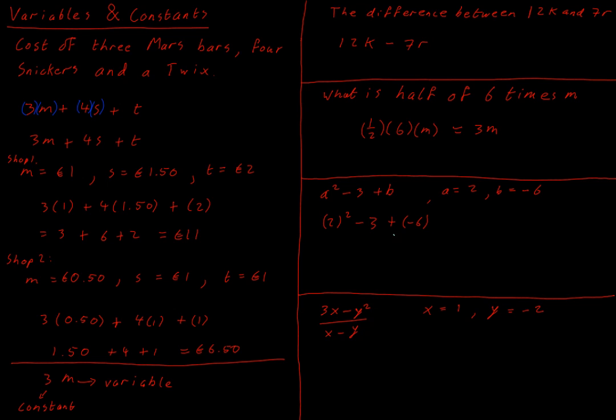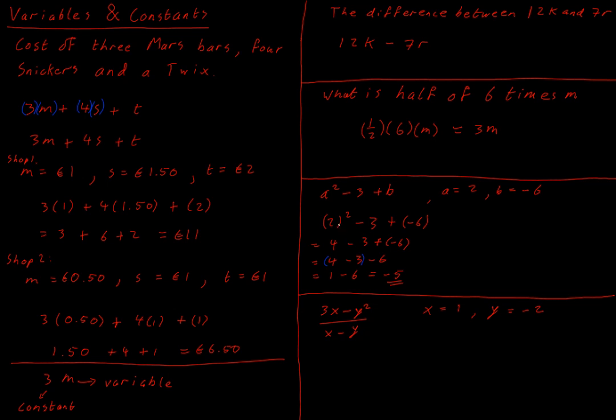Now I go back to BIMDAS, and I'm going to follow BIMDAS anytime I'm doing a substitution. So I have 2 squared, which is 4, minus 3 plus minus 6. Then I do my adding, and I have 4 minus 3. I can put brackets around this to keep track of which I'm going to do first. So 4 minus 3 leaves me at 1 minus 6, which ends up at minus 5. And that's my final answer.